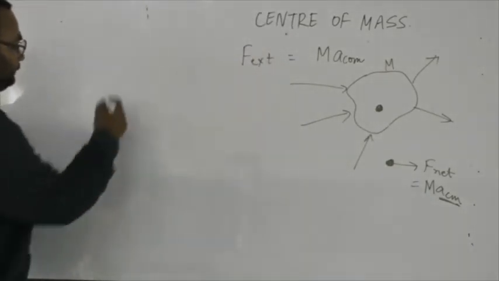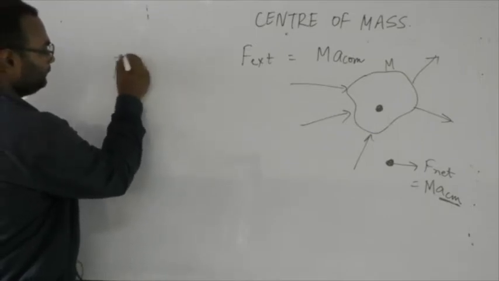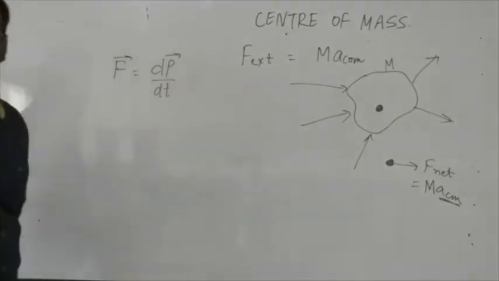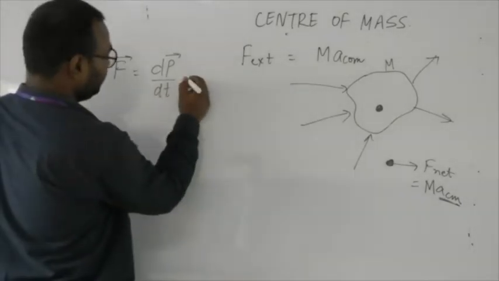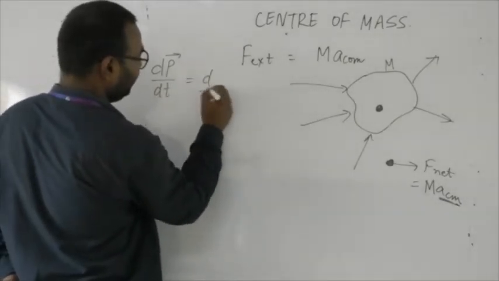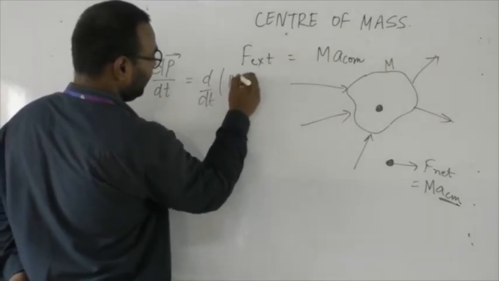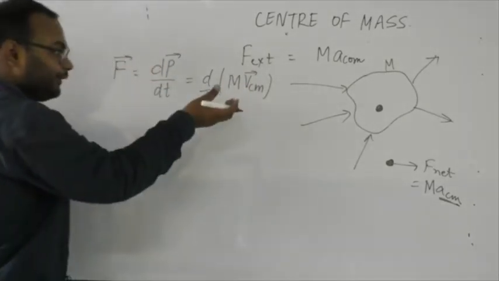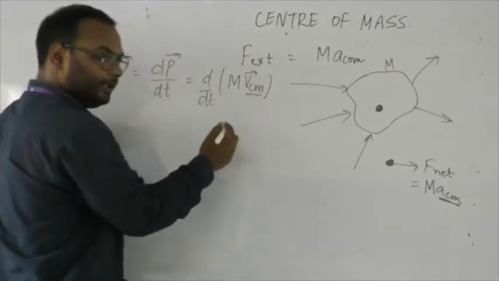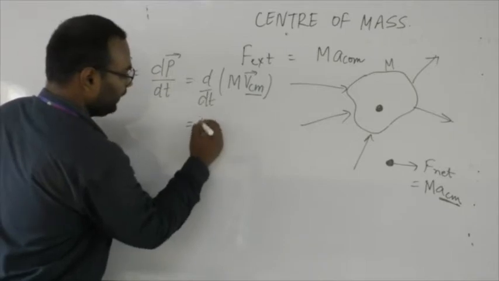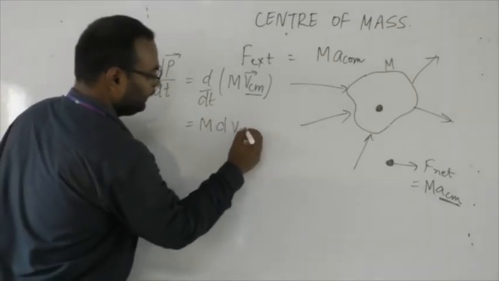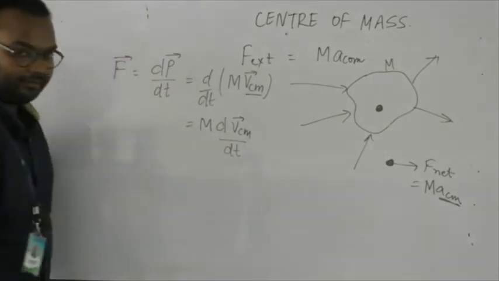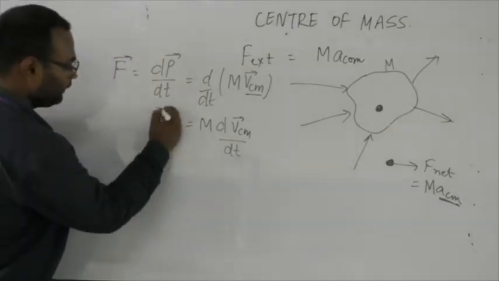And you know that force is the rate of change of momentum. That means you write d by dt of M v_CM, because that center of mass has velocity. So M dv_CM by dt. This we can write as force.